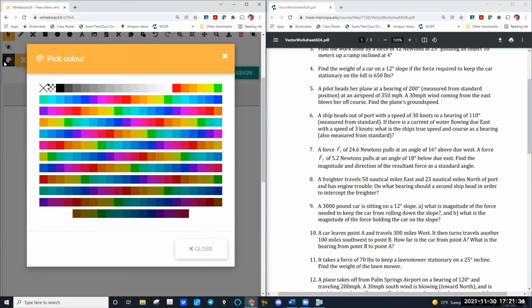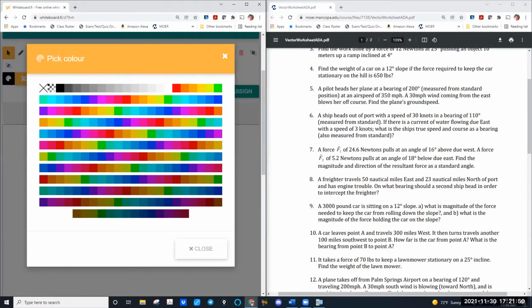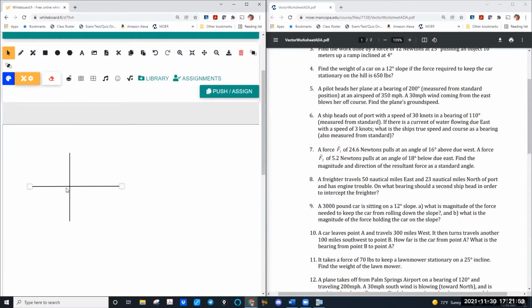Okay, so there's our axes for this thing. And we know, let's do one for the plane first. It's at 200 degrees. That puts us down in the 3rd quadrant. So here's the plane, 200-degree angle. And we know that its magnitude is 350 miles per hour.